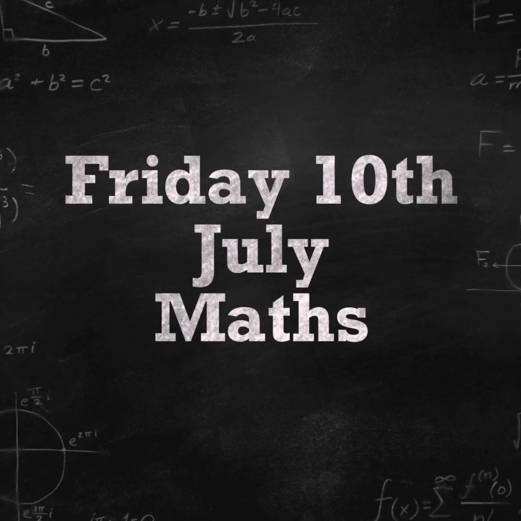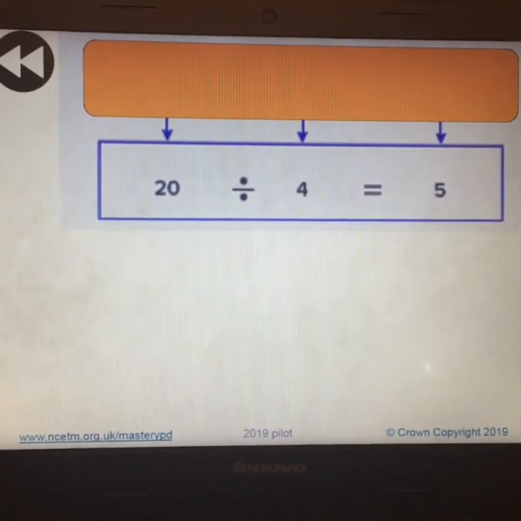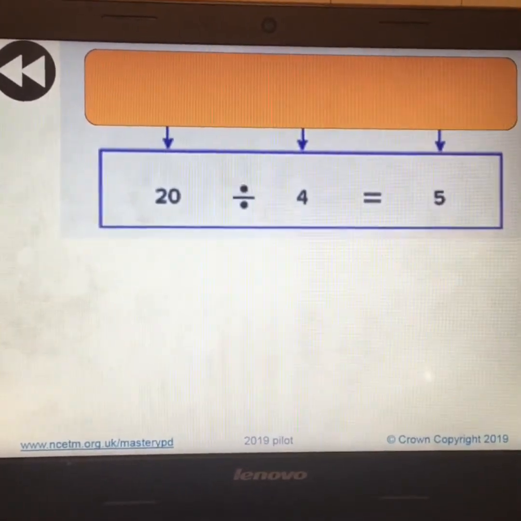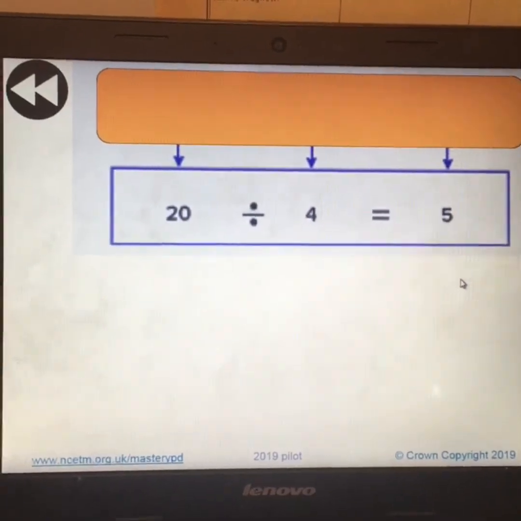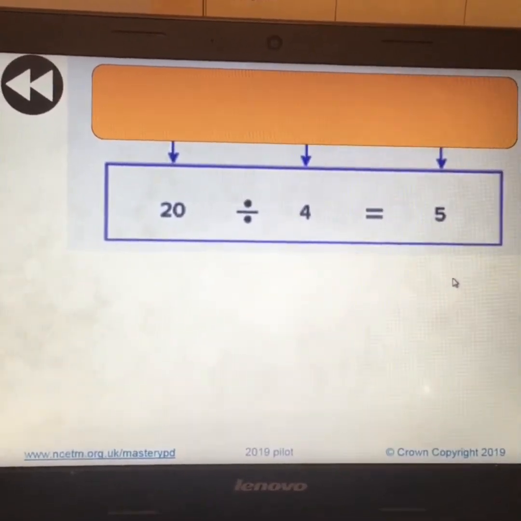And today, we are going to be looking at a similar rule, but this time we're looking at the divisor. Okay then, rewind. First things first. What is the divisor? What is the dividend? And what is the quotient? Pause the video. Have a go.